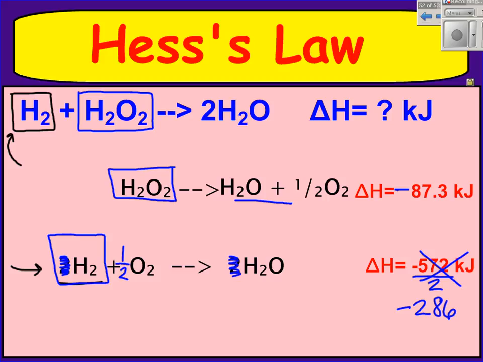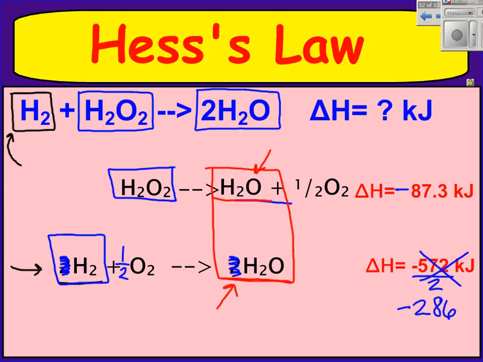The last step is I need two waters on the product side. Looking below, I see that water is written in two places. I have water right here, but I also have water right there. Notice which sides of the arrows they're on. This water right here is written on the product side. This water is also written on the product side. And since they're written on the same side of the arrow, they can be added together.